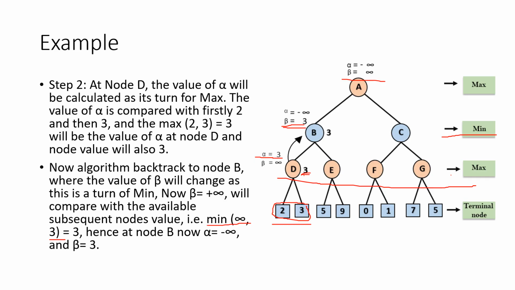So at node B, the initial value of beta is plus infinity. So we will check plus infinity or the minimax value. The minimax value propagates upwards. So 3 and plus infinity, which one is less? The min node will select the minimum value. So 3 will be selected. So beta is updated as 3.